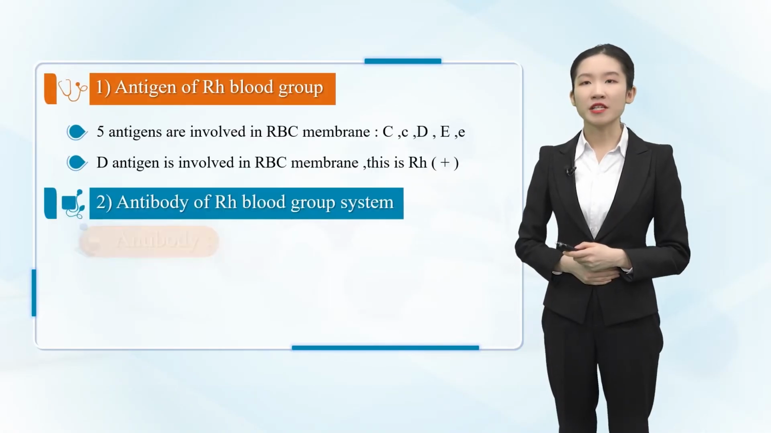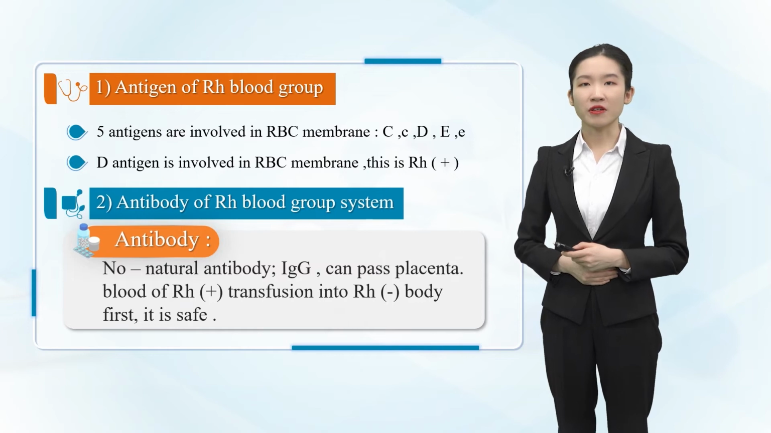Antigen of RH blood group. 5 antigens are involved in the RBC membrane: capital C, small c, capital D, capital E, small e. If capital D antigen is on the RBC membrane, this is RH positive.